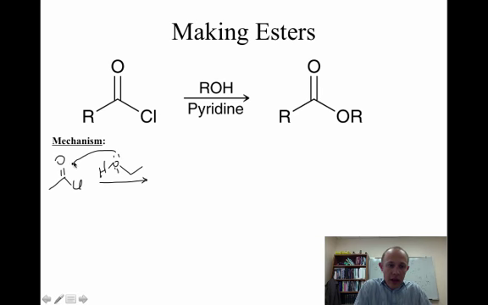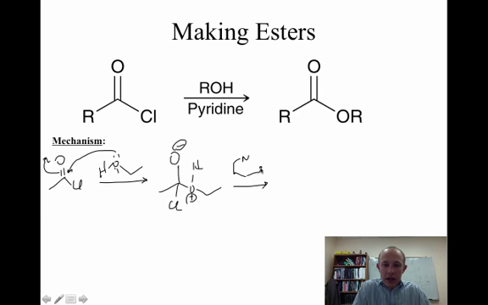The acid chloride is reactive enough that we can attack this directly. So we get an O minus here, we get an O, an H, and an ethyl and a plus, and a chlorine. And then the pyridine can come along. Since we added pyridine, that can remove this hydrogen to give us O minus, O ethyl, chlorine.